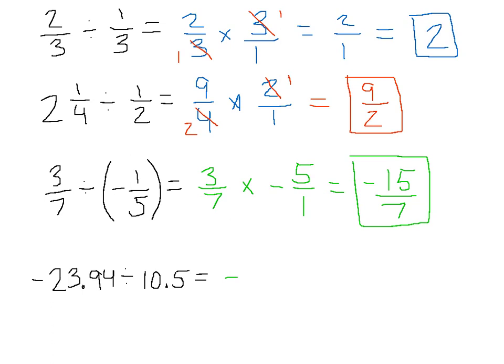I have 23.94 divided by 10.5. That's going to get me 2.28. Notice how I did not say I was typing in negatives. I don't have negatives in this calculator, but I know because I'm dividing a negative by a positive, I'm going to get a negative result. So I just divided these two numbers to get this as my final answer.